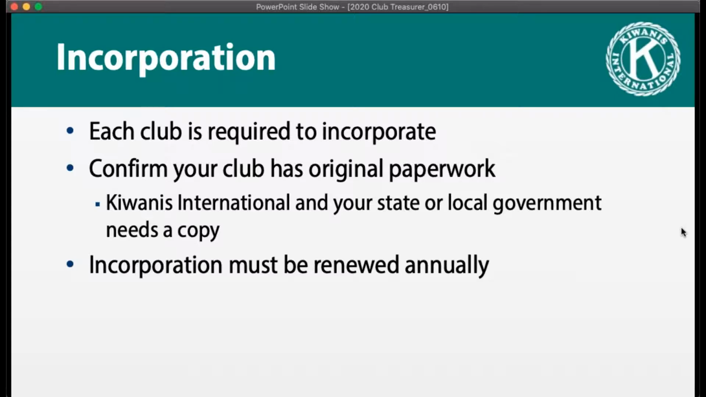Kiwanis International and your state or local government also will need a copy of your incorporation. If you have not submitted that or you're unsure, you can reach out to member services at Kiwanis and they will help confirm that for you if it's there or let you know if they need it. In kind of a big, huge, I wish I had blinking lights, your incorporation must be renewed annually. Failure to do so can put your 501c4 or your tax exempt status in jeopardy.